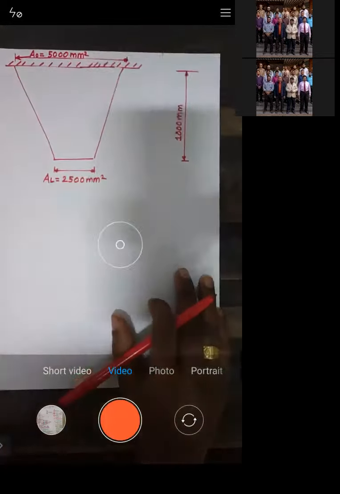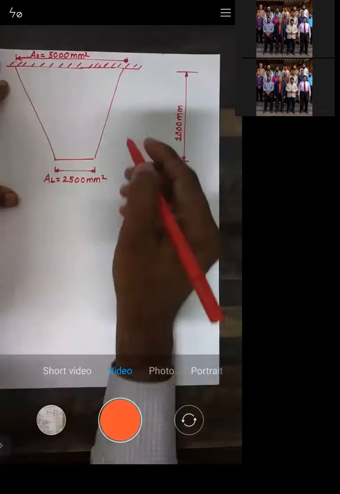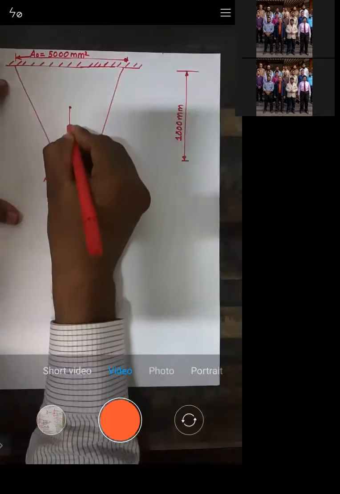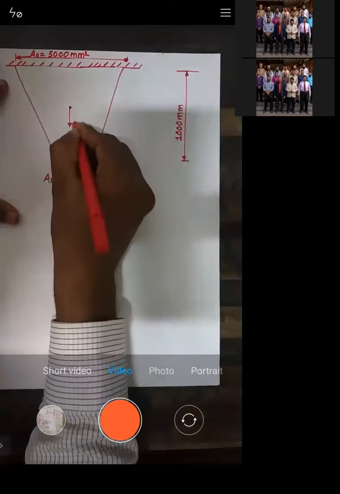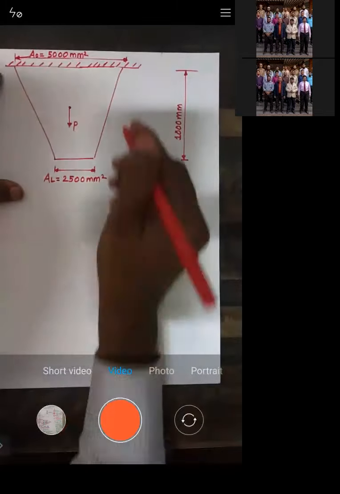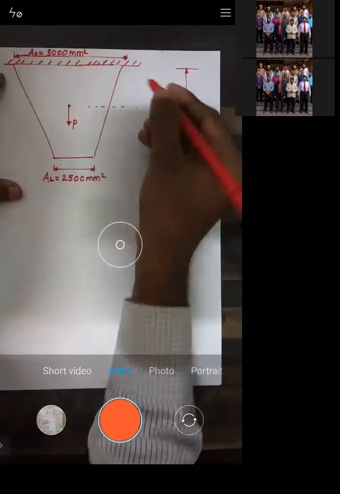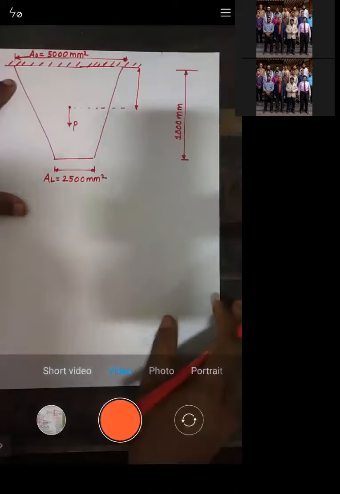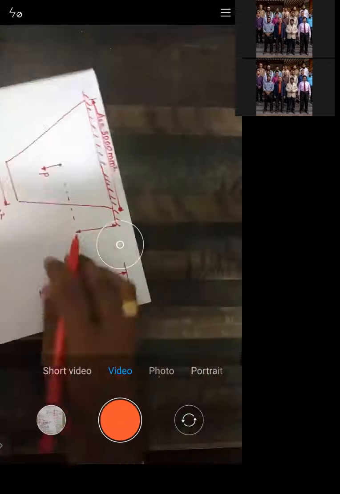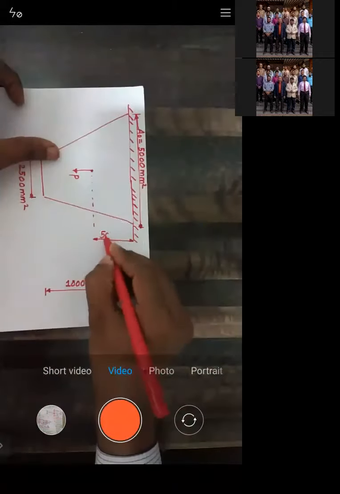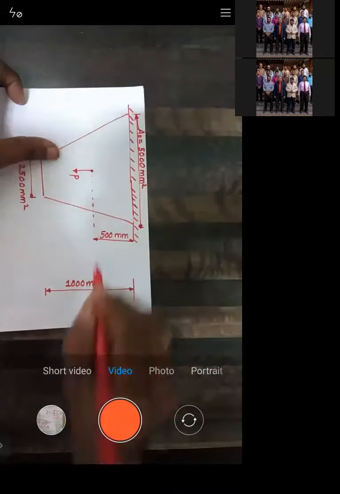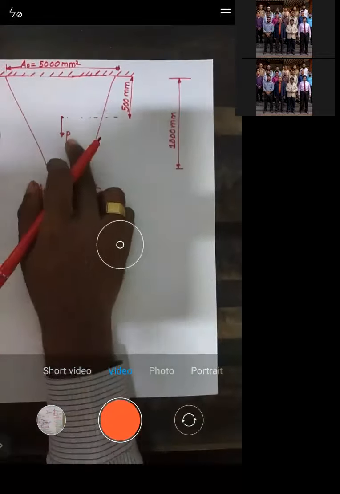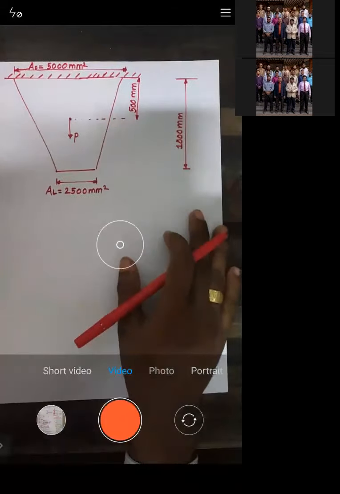Now what they have done is they have applied a load P, at a distance of 500 mm from the fixed support. They have applied the load P at a distance of 500 mm from the fixed support.